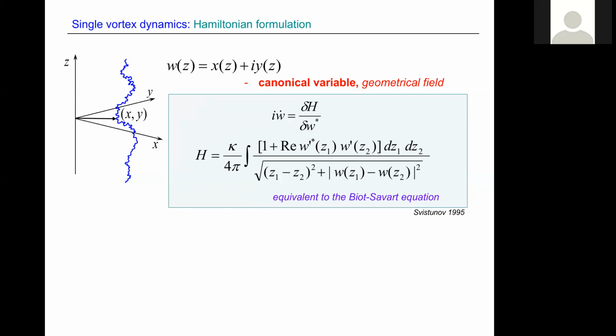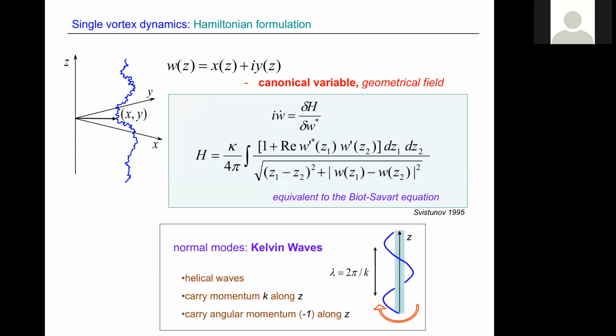So actually x and y are the conjugate coordinate and momentum in this Hamiltonian description, and the fact that it's purely geometrical will have quite interesting consequences. Now, if you linearize this Hamiltonian, this is a standard problem. Then you find the Kelvin waves, right? That's essentially leaving only the bilinear term in the Hamiltonian, expanding it in small amplitudes.